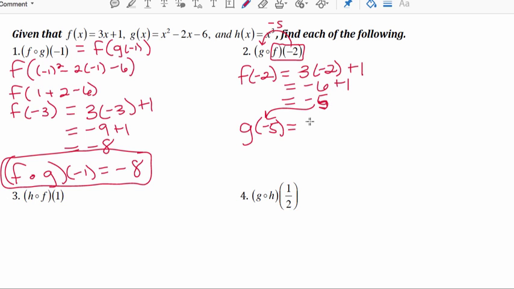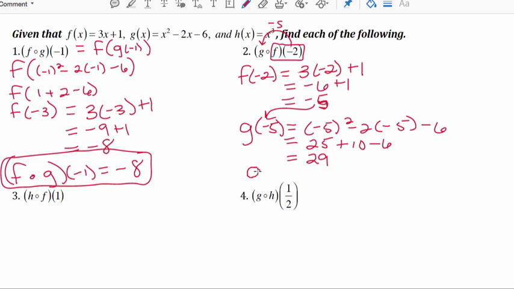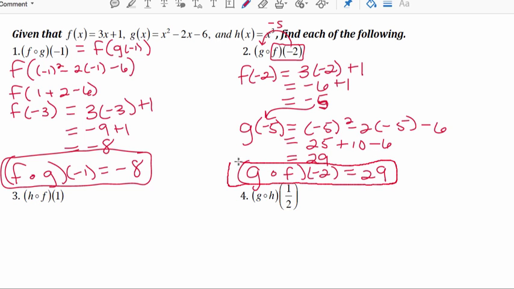And that is equal to negative 5 squared minus 2 times negative 5 minus 6. You get 25 plus 10 minus 6. 35 minus 6 is 29. And so g of f of negative 2 is equal to 29. 29 is the final answer of the whole problem. You don't get two separate answers, it's just 29.